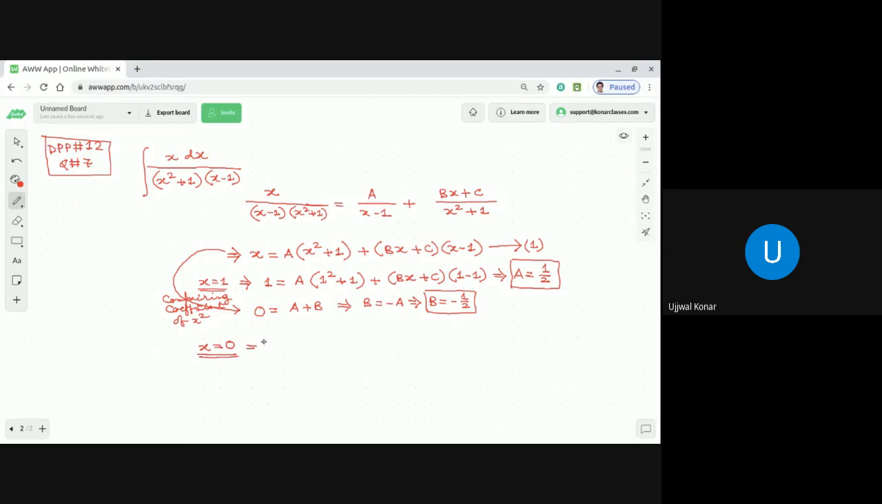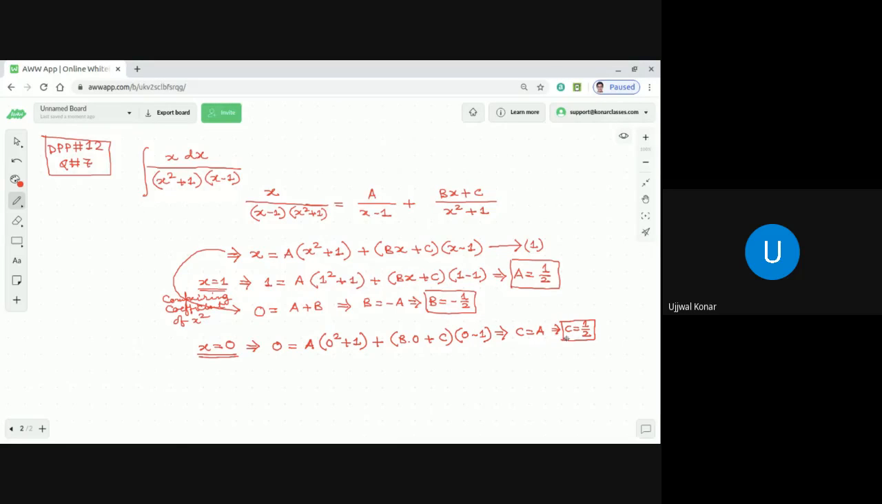There are multiple ways you can do it. You can apply the value of x equal to 0. So left hand side is 0. Right hand side is a into 0 square plus 1, plus b into 0 plus c into 0 minus 1. Then what we get? We get that a minus c is equal to 0. So that implies c is equal to a. Since a is 1 by 2, that means c is equal to half as well.